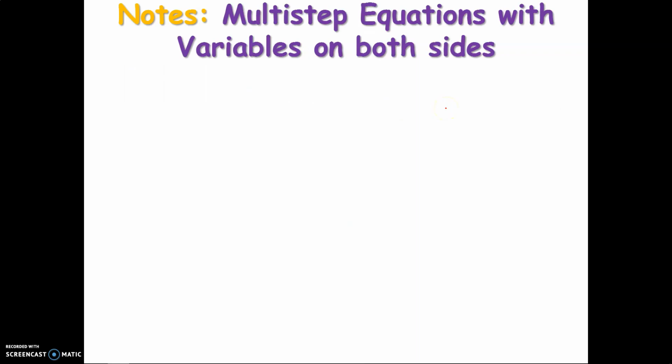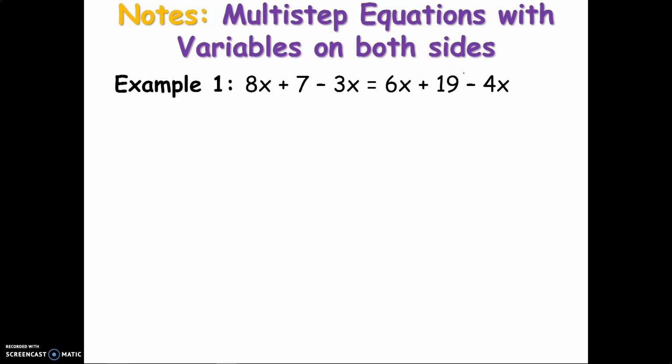Now, let's take a look at a couple that are a little bit more complicated. Here's another example. 8x plus 7 minus 3x is equal to 6x plus 19 minus 4x. In this situation, not only do we have x's on both sides of the equation, we also have like terms on both sides of the equation. In order to simplify this and make it look like the problems we saw from before, the first step will always be to combine all like terms on each side of the equation before moving anything.